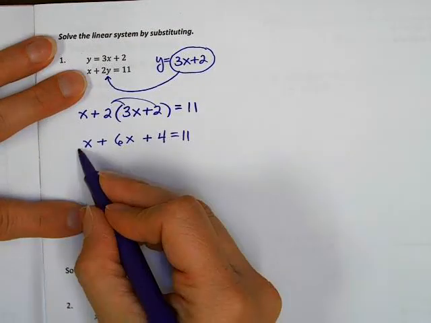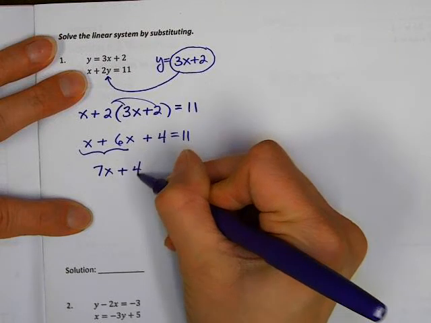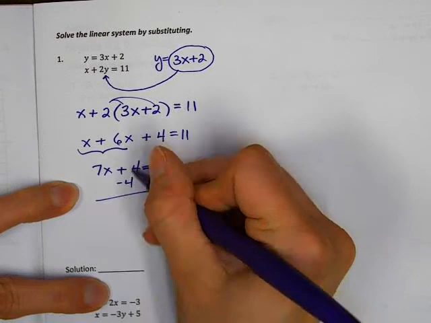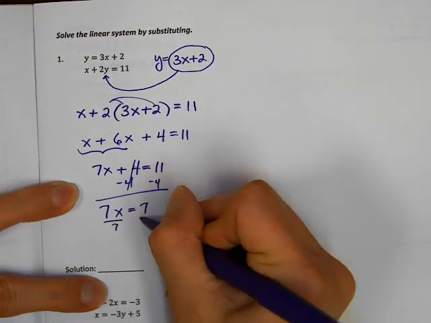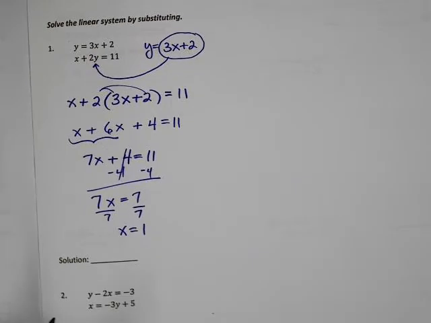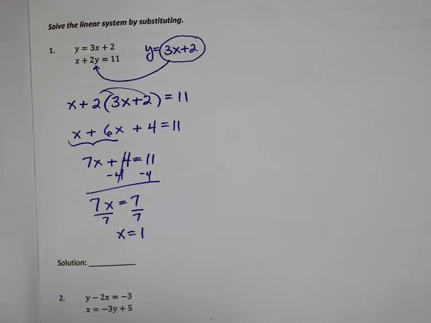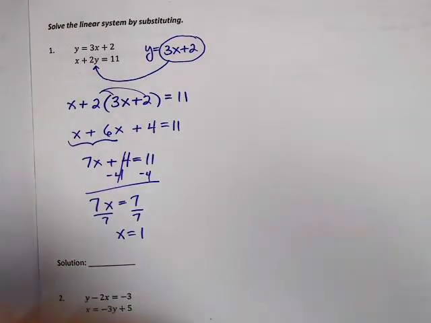Let's put like terms together. 7x plus 4 equals 11. Let's go ahead and subtract 4 from both sides. 7x equals 7, and when I divide by 7, I think the x value is a 1. Okay, are we done? No, we're only halfway done. Remember, when you solve a system, you have to find two values. So we're only halfway done.